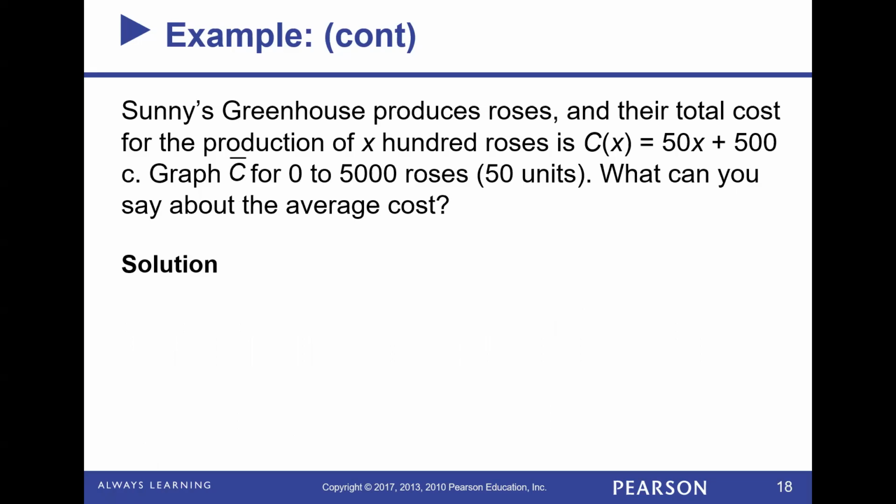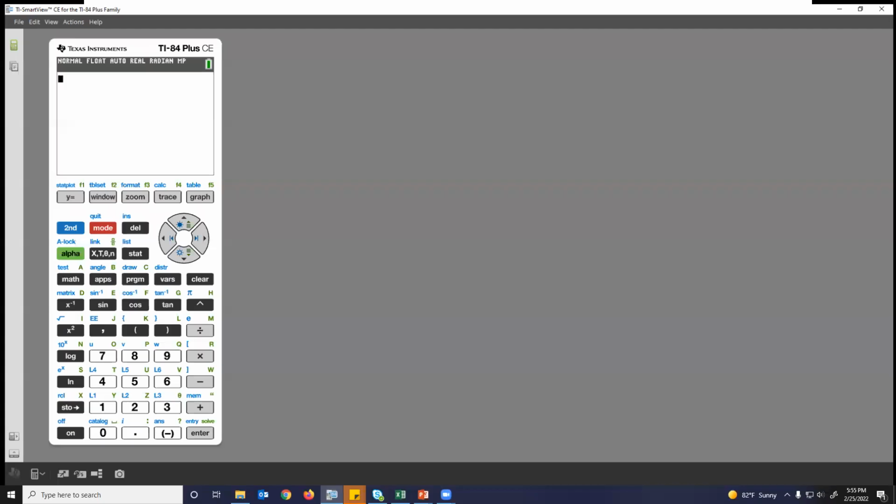Okay. So let's actually graph this. And because we just figured out the idea that we're looking at, let's graph it from 0 to 5,000 roses. Now, even though I said 5,000 roses, remember x is always in hundreds of roses. So if I look at that, that really means I'm actually looking from 0 to 50. Okay, and what is that average cost? So I would take my graphing calculator and I would go into y equals. So let's pull the graphing calculator over.